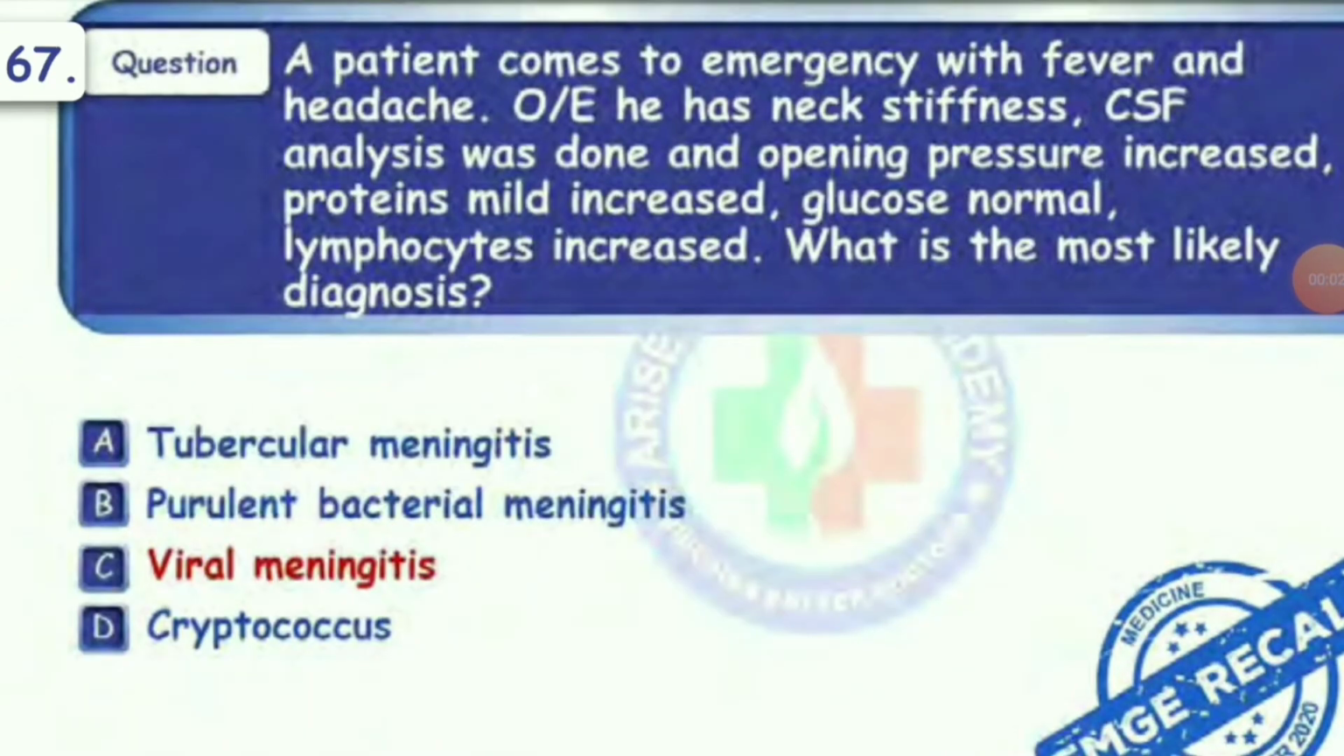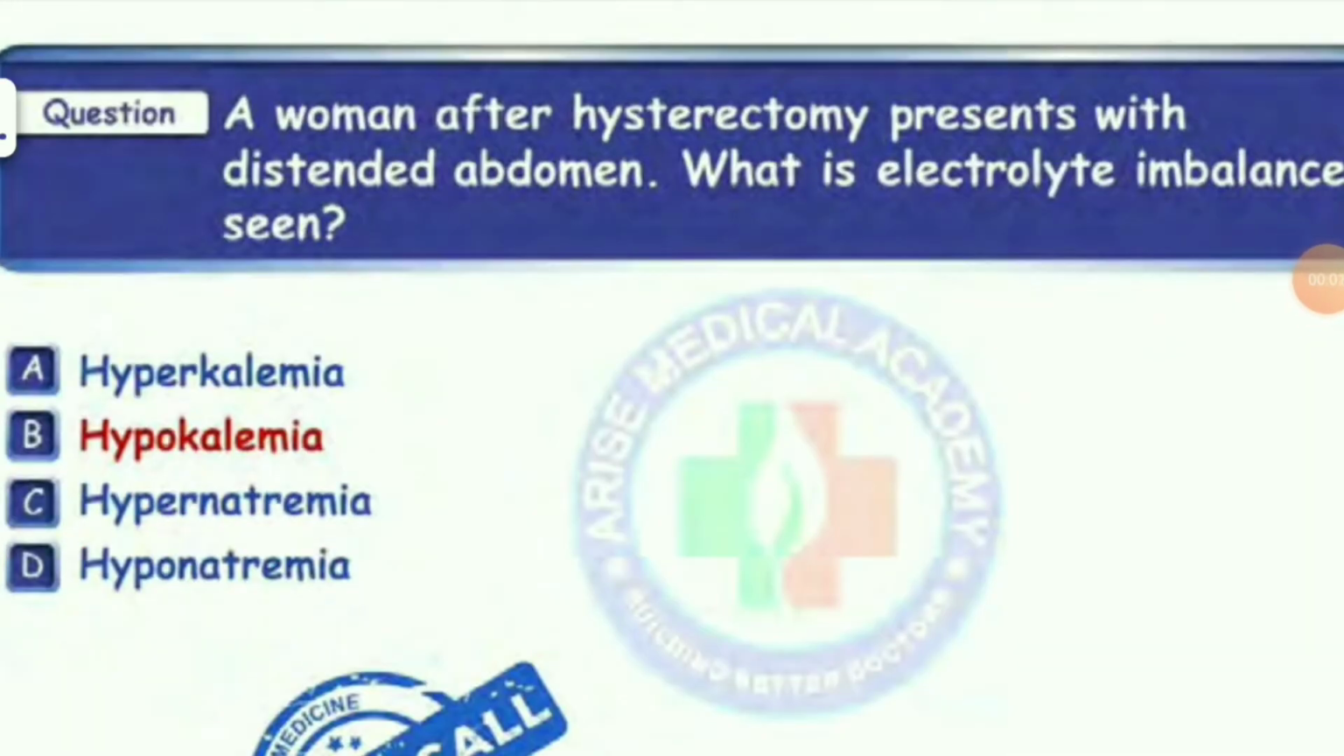Next question, a patient comes to the emergency with fever and headache. On examination, he has neck stiffness. CSF analysis was done: opening pressure increased, proteins mildly increased, glucose normal, lymphocytes increased. What is the most likely diagnosis? The answer is viral meningitis. Next question, a woman after hysterectomy presents with a distended abdomen. What electrolyte imbalance is seen? The answer is hypokalemia, decrease in potassium.